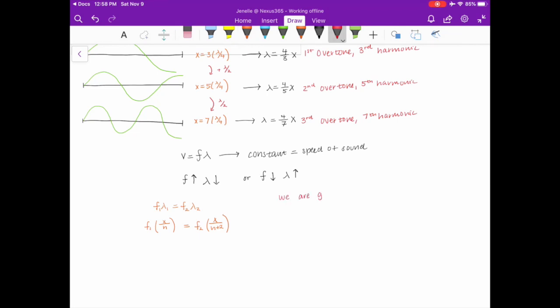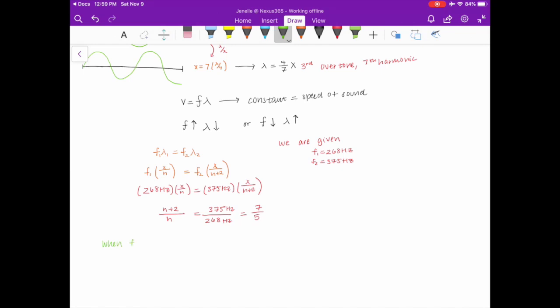From the problem, we're given that one resonance frequency is at 268 Hz. The next possible resonant frequency is at 375 Hz. Substituting these values in for F1 and F2, we ultimately arrive at a ratio of n plus 2 over n equaling 7 over 5. And so what does this ratio tell us? Well, this ratio tells us that when the frequency is equal to 268 Hz, we're at the fifth harmonic and the second overtone. When the frequency is at 375 Hz, we're ultimately at the seventh harmonic and the third overtone.